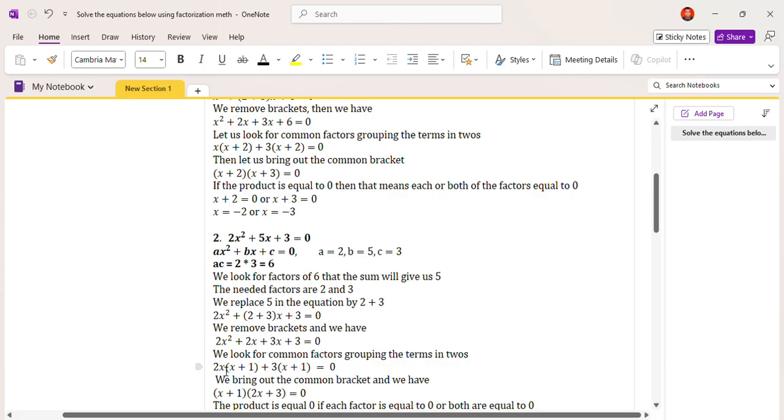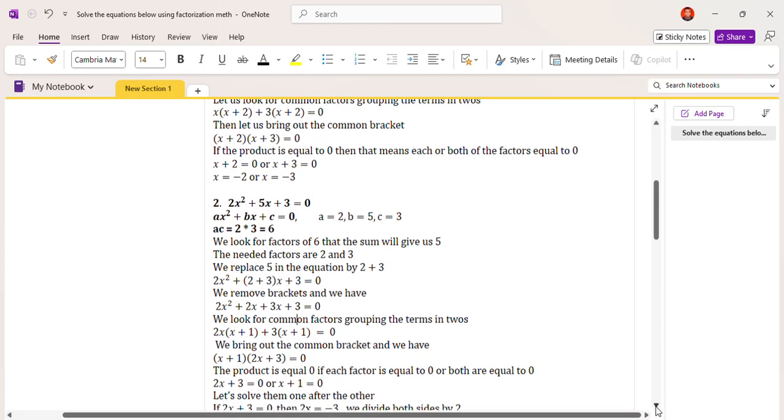So we have 2x bracket x plus 1, plus 3 bracket x plus 1, equals 0. We bring out the common bracket, which is x plus 1. Here we are left with 2x and 3, in the same bracket, equals 0.